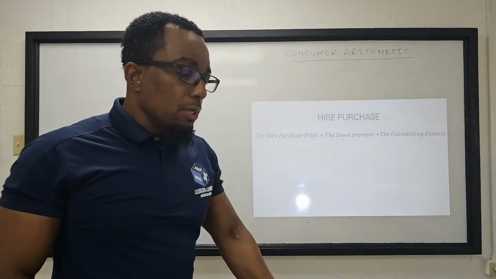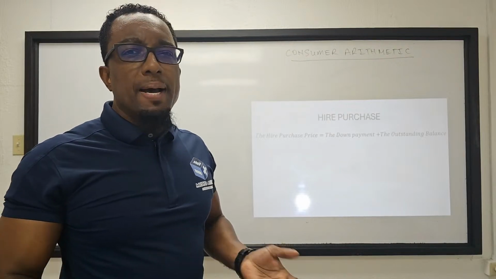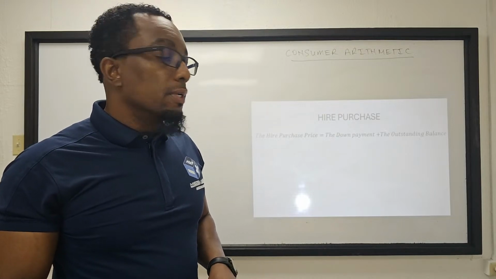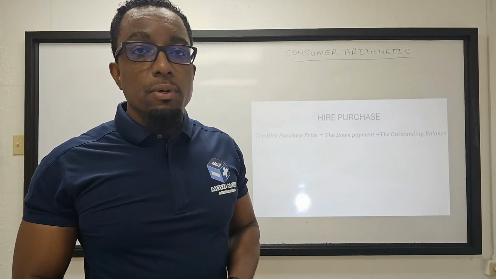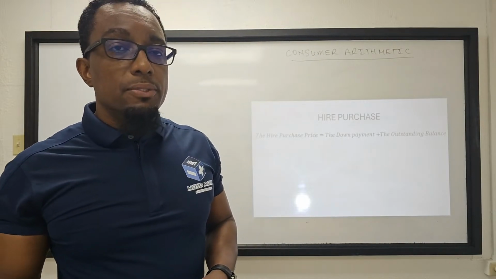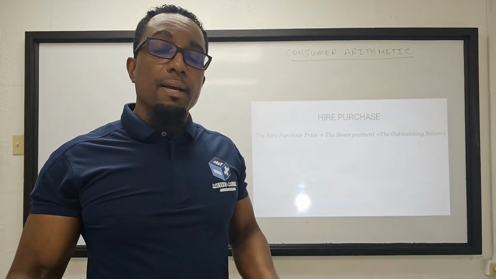So hire purchase. When you buy something on hire purchase, you may want to buy a TV, a stove, or a fridge in one of those appliance or furniture stores, and you may not have the full cash to buy that item. These stores will allow you to purchase that item on hire purchase, where you make a down payment and pay the balance in equal monthly installments until you pay it off, and you will obviously have your item.